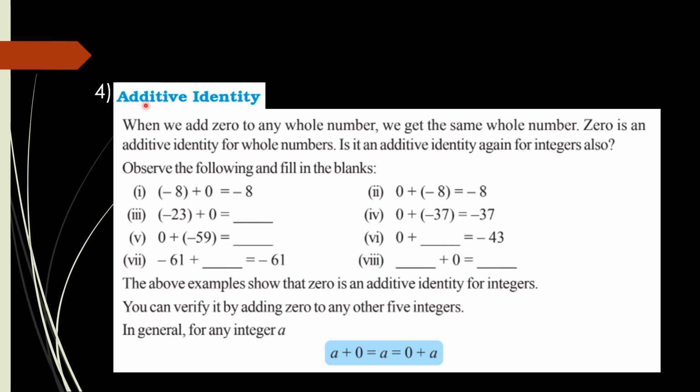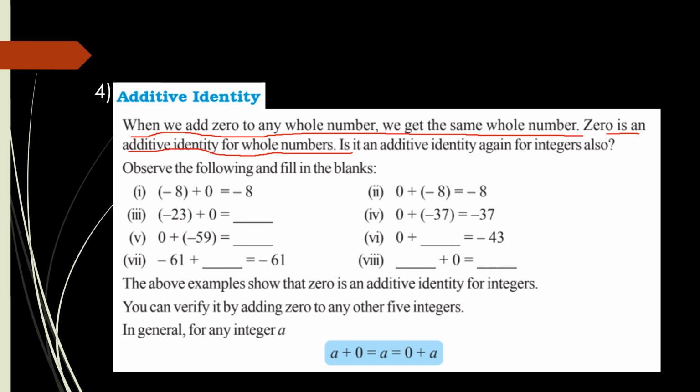Fourth property, additive identity. When we add 0 to any whole number, we get the same whole number. Just underline that in the textbook. You can see it on page number 8. When we add 0 to any whole number, we get the same whole number, right? So what we can say, that 0 is an additive identity for whole numbers. So which is the additive identity for whole numbers? It is called 0.